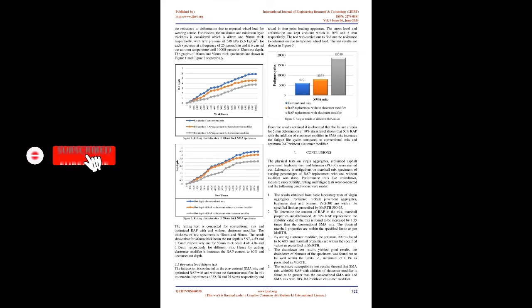Tensile strength ratio is carried out on the basis of the indirect tensile strength procedure. This test is done for the conventional SMA mix as well as for the SMA mix with optimized wrap with and without elastomer modifier. The number of blows for ITS is found out at 32 blows on both sides for conventional SMA mix, and for wrap replacement with and without elastomer modifier is found to be 28 and 25 blows each side respectively. The results for ITS and TSR for conventional SMA mix and SMA mix with optimized wrap with and without elastomer modifier are tabulated in Table 9.